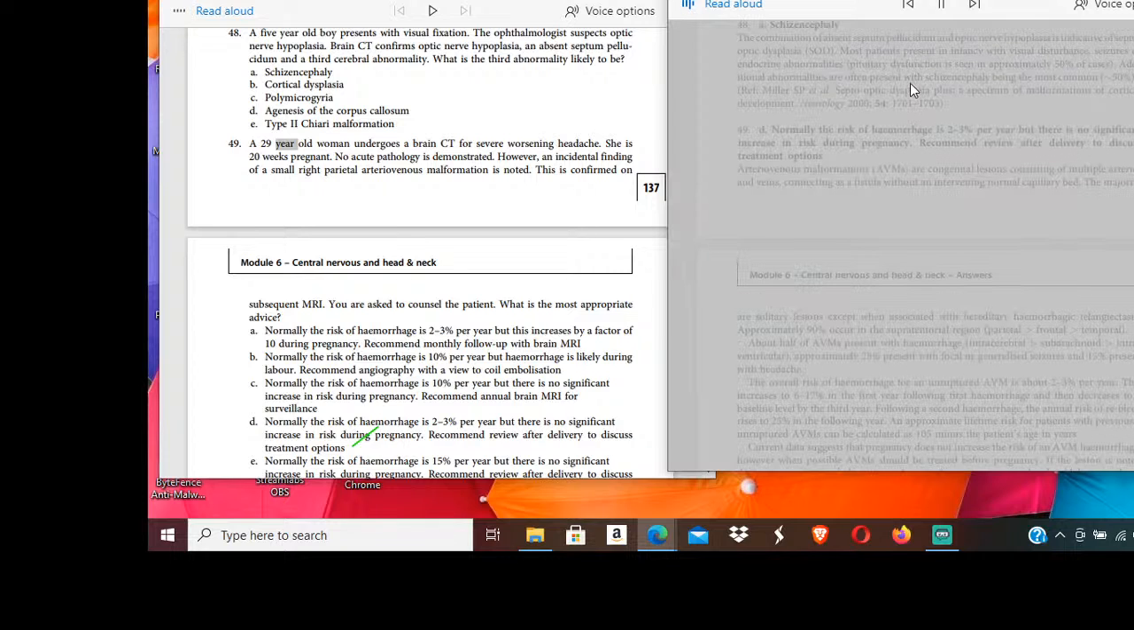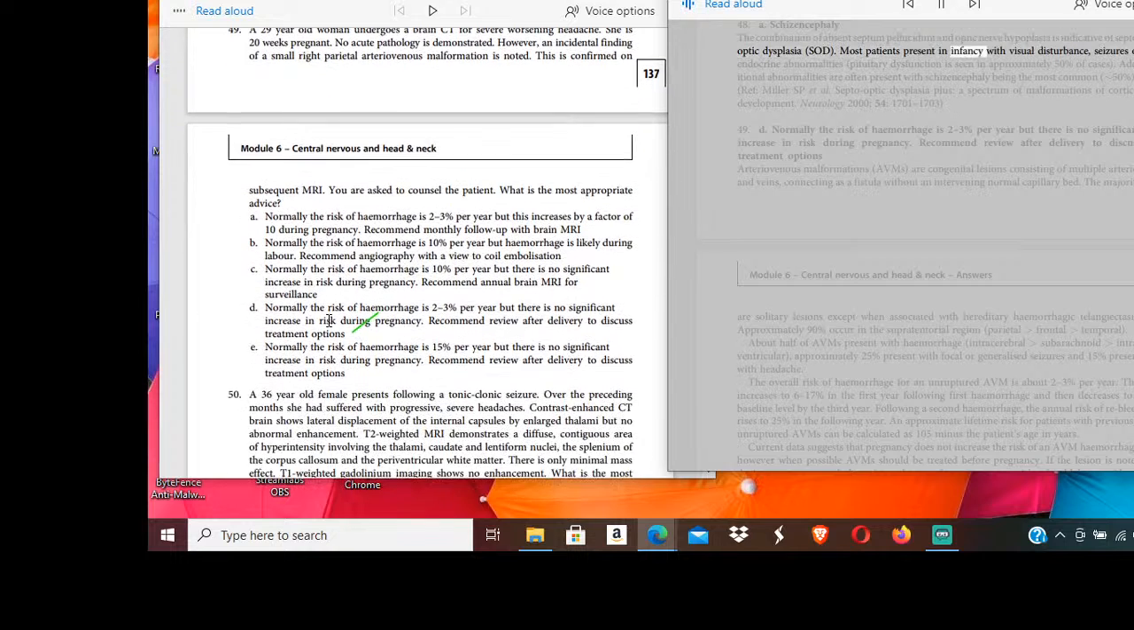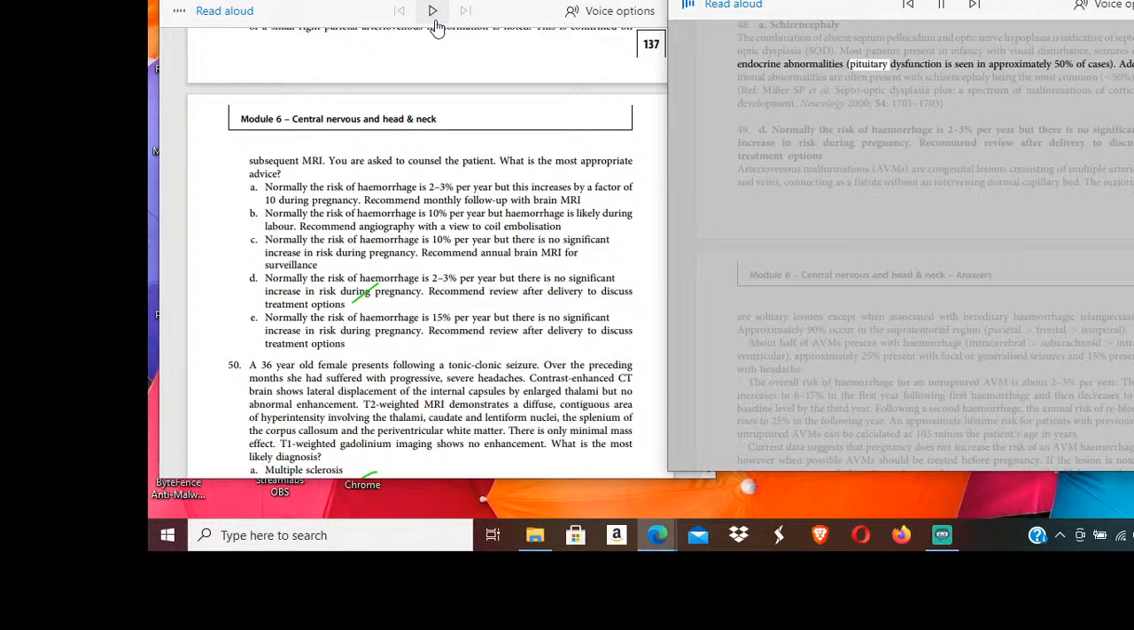48. A. Schizencephaly. The combination of absent septum pellucidum and optic nerve hypoplasia is indicative of septo-optic dysplasia (SOD). Most patients present in infancy with visual disturbance, seizures, or endocrine abnormalities; pituitary dysfunction is seen in approximately 50% of cases. Additional abnormalities are often present, with schizencephaly being the most common, 50%.